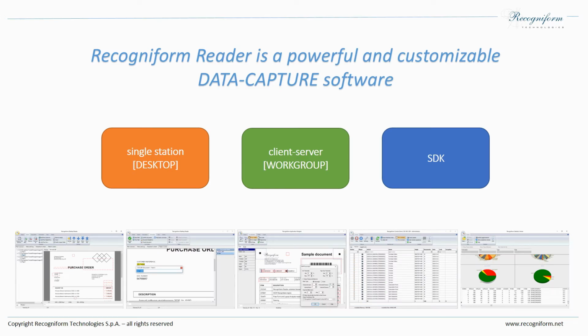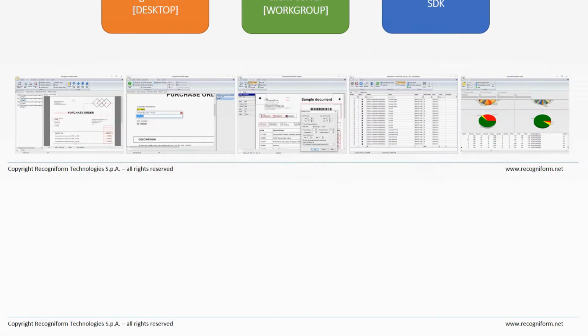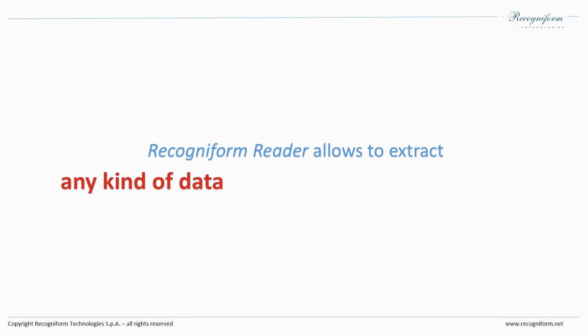Recogniform Reader is a powerful and customizable data capture software, available as a single-station or client-server application, or SDK. Recogniform Reader allows you to extract any kind of data from any kind of document.